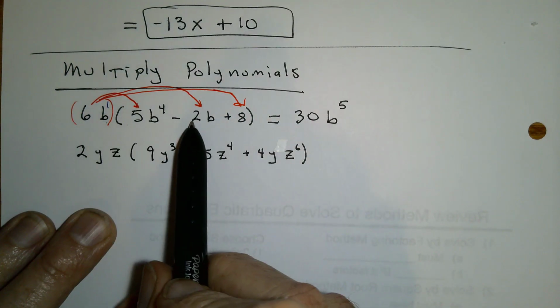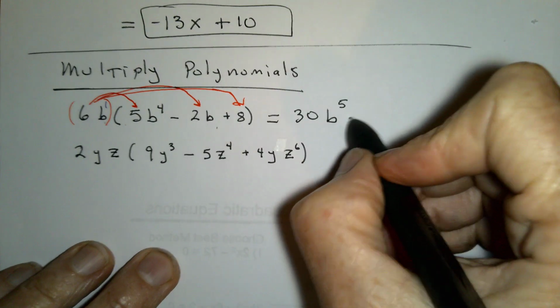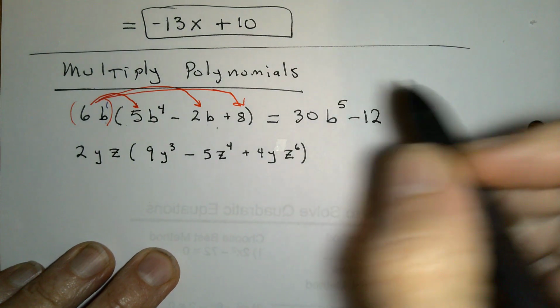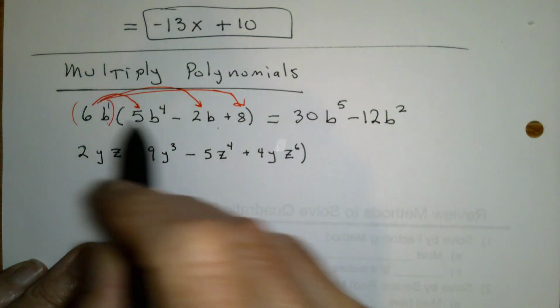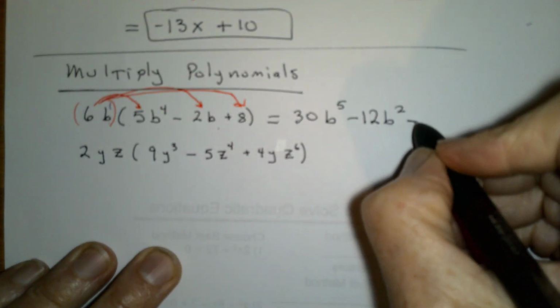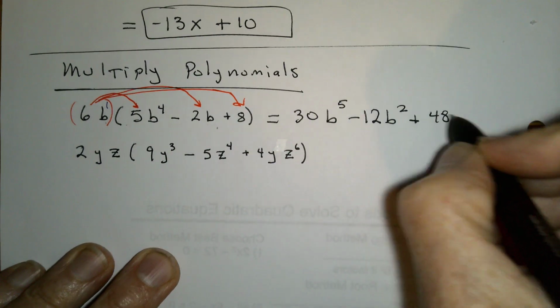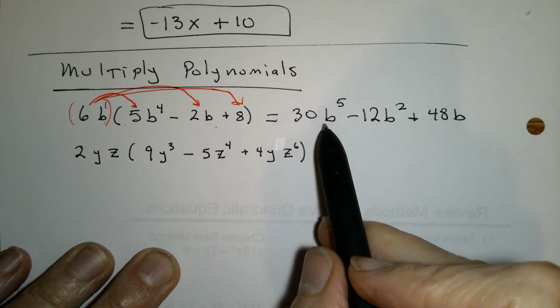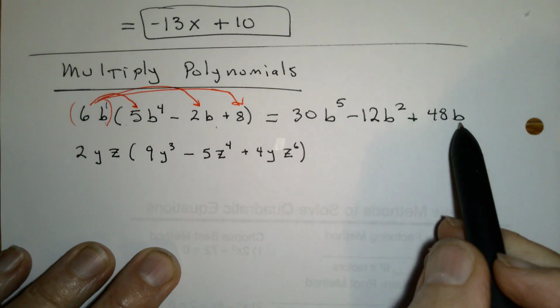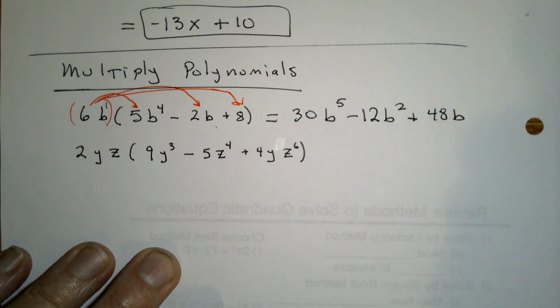And then we're going to do the second one. 6b times negative 2b is negative 12. 6 times negative 2, and b times b is b squared. And lastly, 6b times 8, that's a positive 48b. Done. That's all we can do to that one, because there's no like terms. 5th power, 2nd power, 1st power, nothing can combine after that.